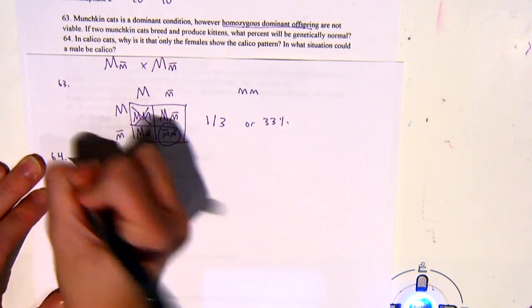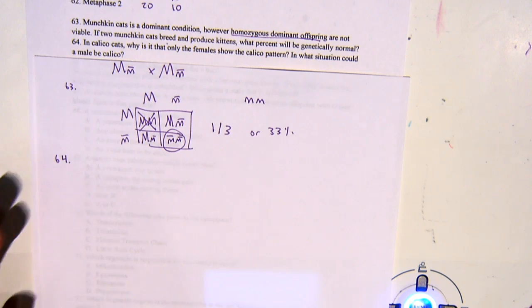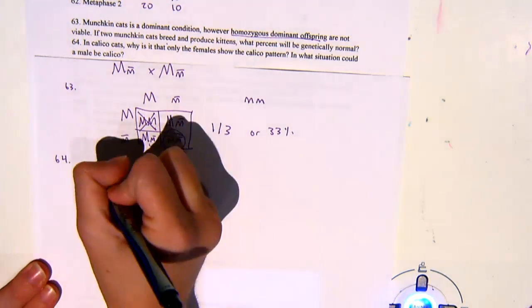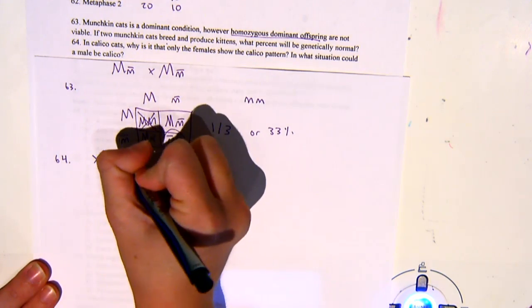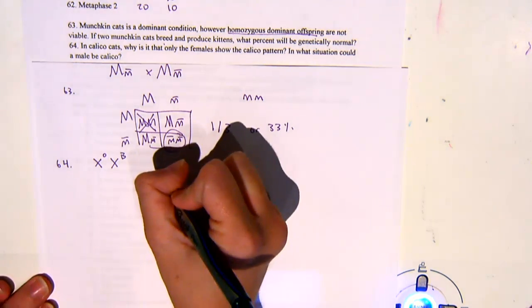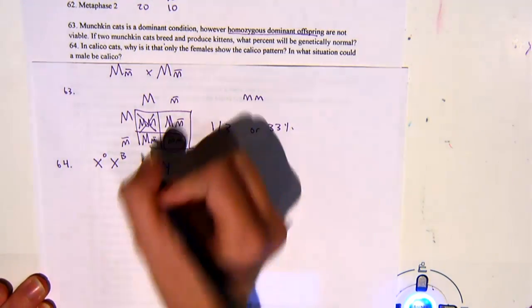Alright, 64. 64 says, in calico cats, why is it that only the females show the calico pattern? And in what situation could a male be calico? So, we have to know that calico cats are X-linked. So if we have a calico cat, our female cat is going to have one X carrying the orange trait and one X carrying the black trait. If we had a male, he could only have one or the other.